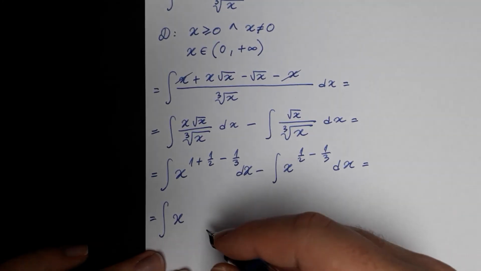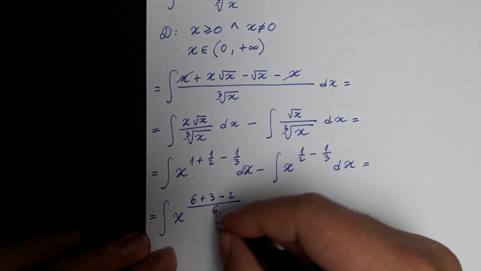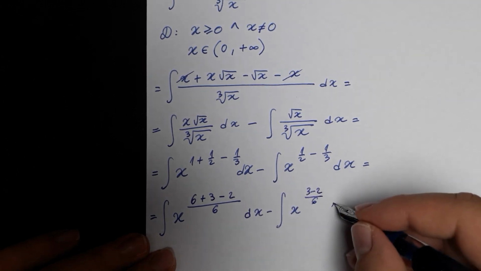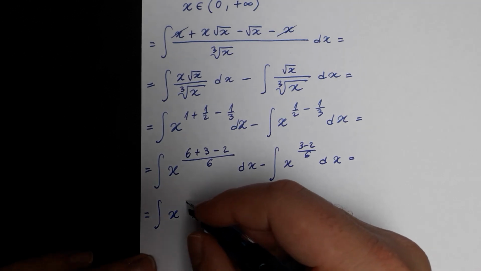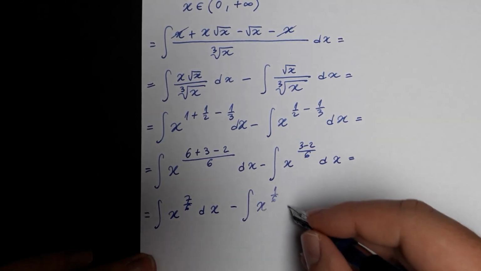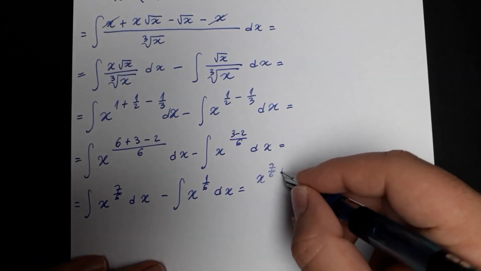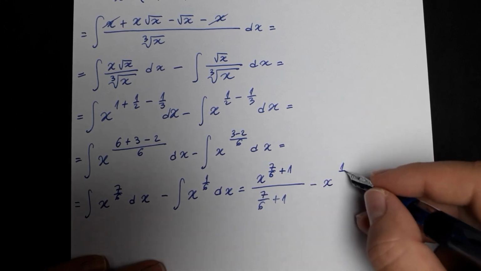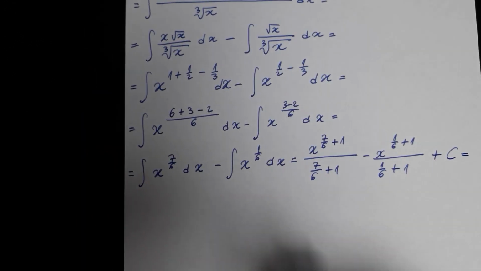This is then equal to an integral of x to the power 6 plus 3 minus 2 divided by 6 dx minus an integral of x to the power 3 minus 2 divided by 6 dx, which is equal to an integral of x to the power 7 divided by 6 dx minus an integral of x to the power 1 divided by 6 dx, which is equal to x to the power 7 divided by 6 plus 1, divided by 7 divided by 6 plus 1, minus x to the power 1/6 plus 1, divided by 1 over 6 plus 1, plus a constant c.